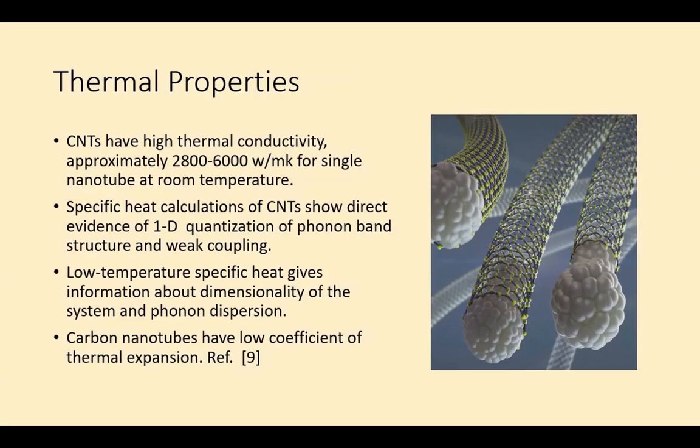There are some thermal properties of carbon nanotubes. Carbon nanotubes have high thermal conductivity, approximately equal to 2,800 to 6,000 W per mK for a single nanotube at room temperature. The stiffness of the carbon bonds helps to transmit vibration throughout the nanotube, which provides very good thermal conductivity. The second thermal property of carbon nanotubes is related to specific heat calculations.